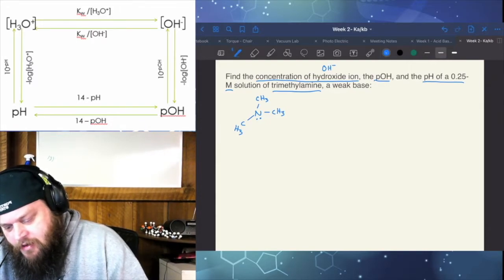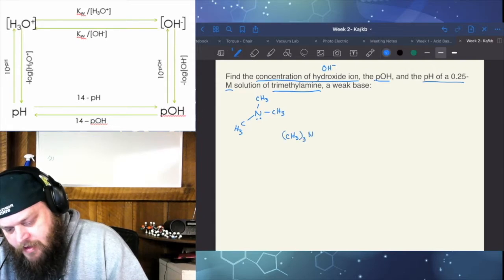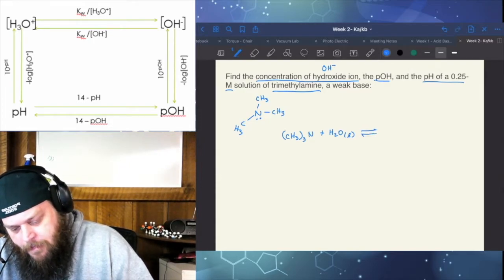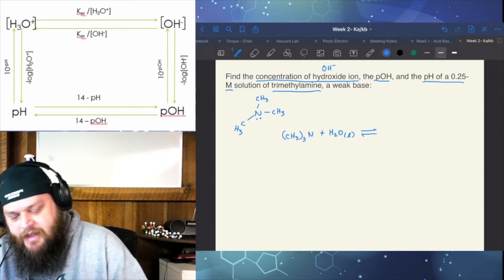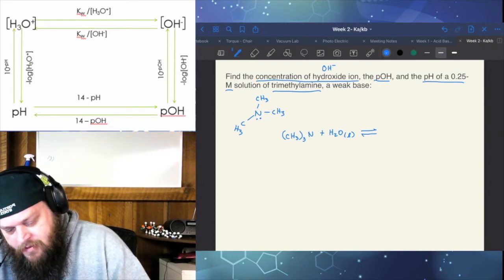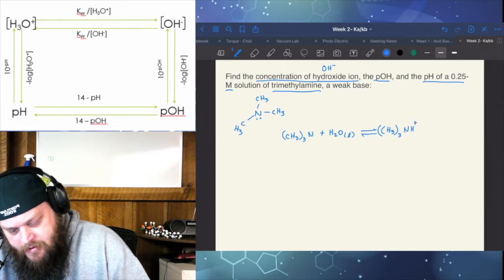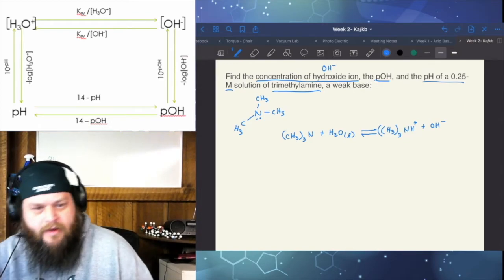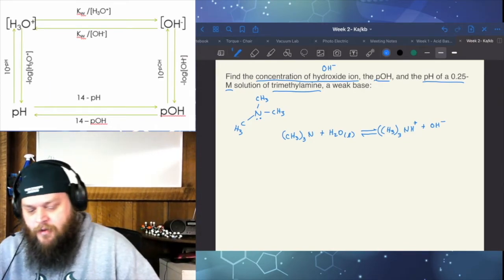So this would be, let's say, (CH3)3N plus H2O liquid is going to be in equilibrium with, in this case it's basic, so it's going to gain that hydrogen. So that'd be (CH3)3NH plus OH minus. So that's our balanced chemical reaction. That's how it's going on there.